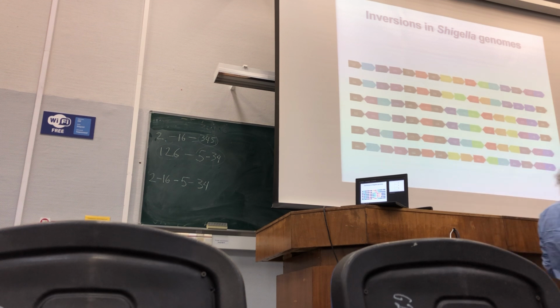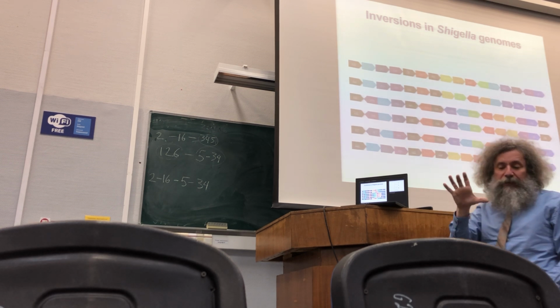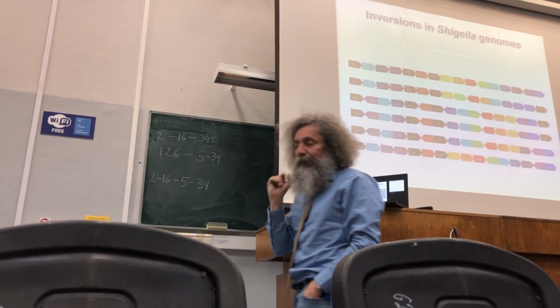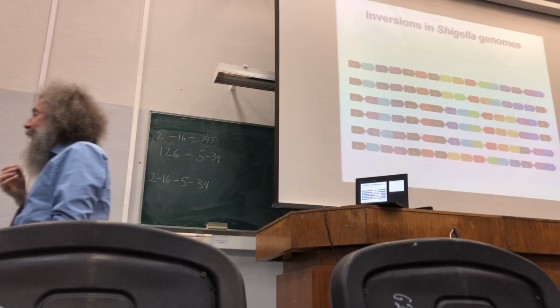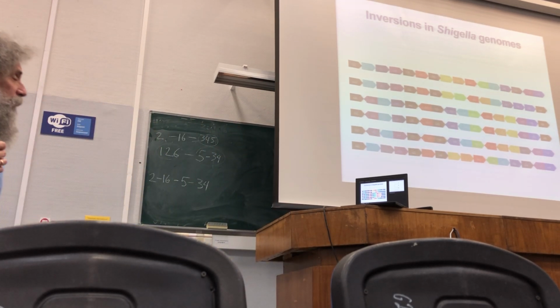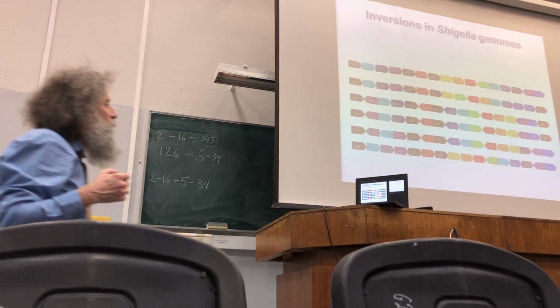So the problem here is that the inversions occur not at random points in the genome, but rather in the regions which are copies of the same repeated sequence. Okay, but anyhow, this is doable and interesting.